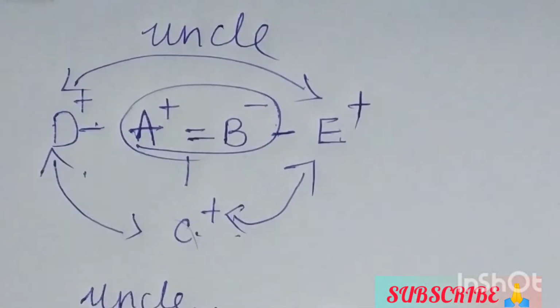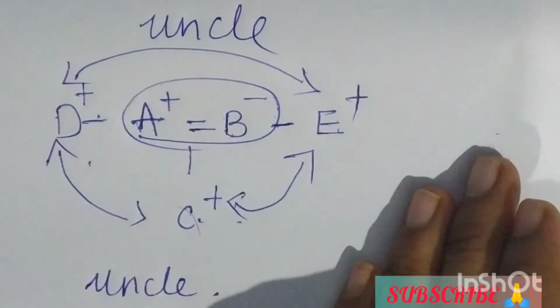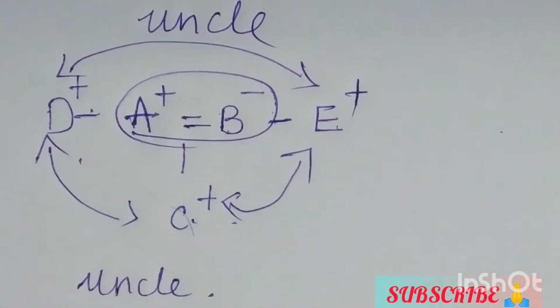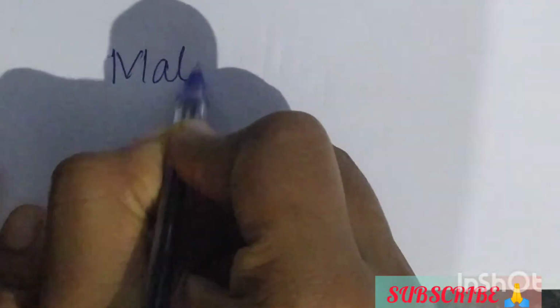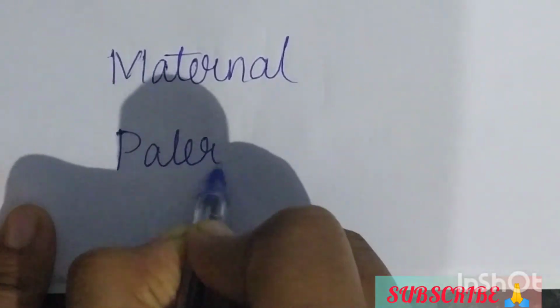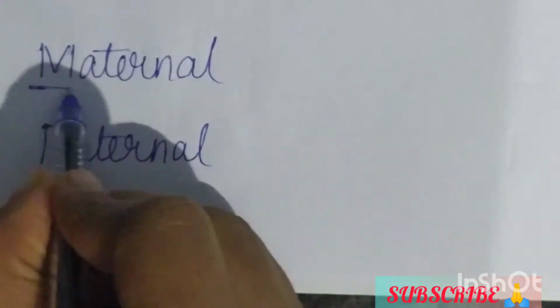Then, what is maternal uncle and paternal uncle? Maternal uncle in the sense the mother's side. The mother's side brothers are known as maternal uncle, and the father's side brothers are known as paternal uncle. Maternal and paternal. See, we can remember it as M, right? Mother. So mother's side.